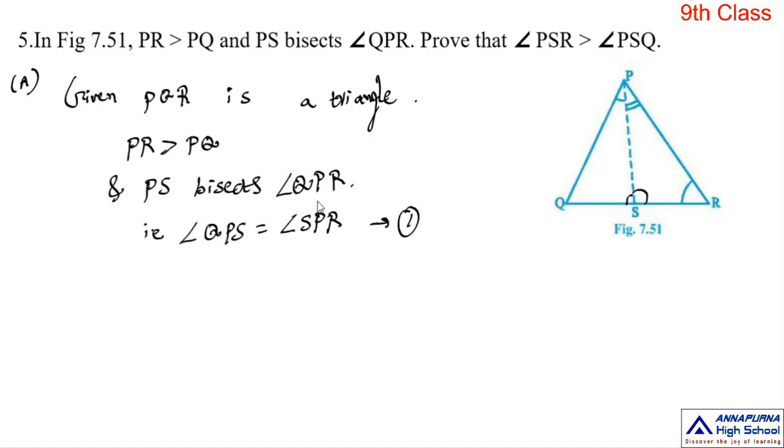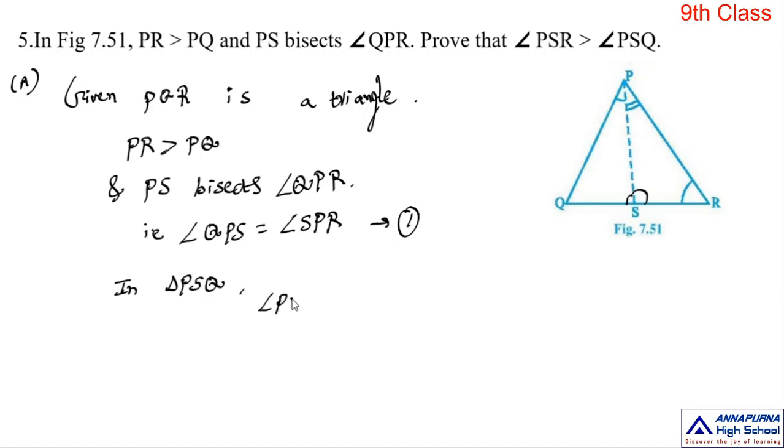See the figure, in triangle PSQ, by using the angle sum property. What is the statement of the angle sum property? The sum of all interior angles of a triangle is 180 degrees. In triangle PSQ, by using the angle sum property, the sum of all interior angles of a triangle is 180 degrees.